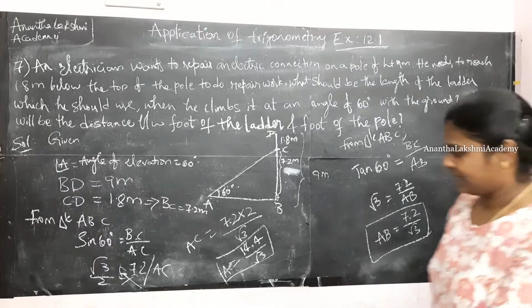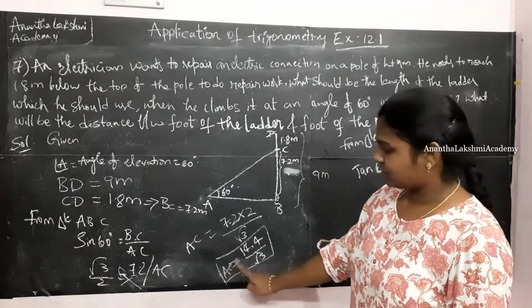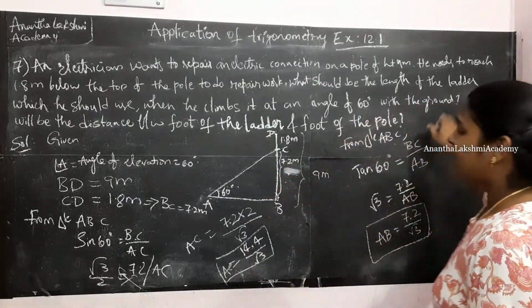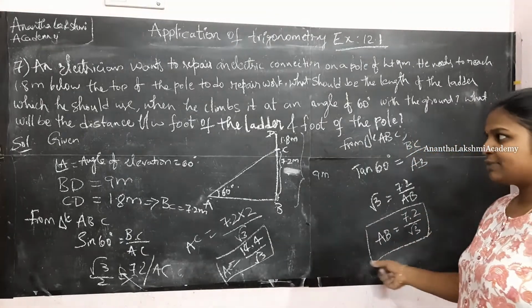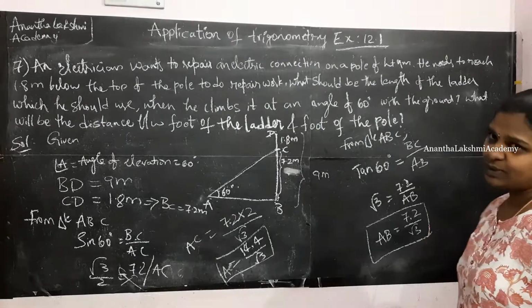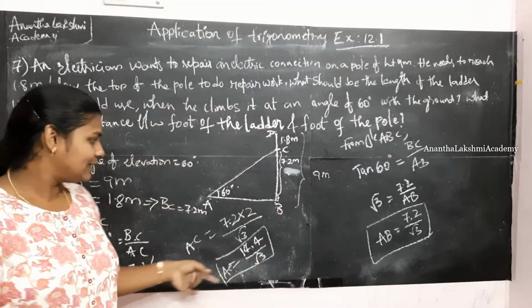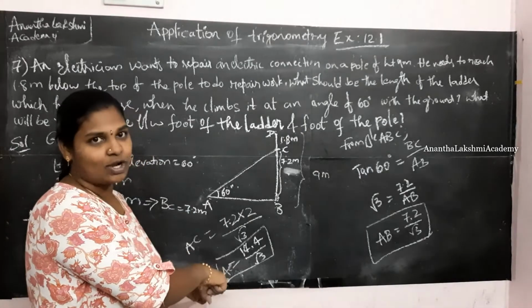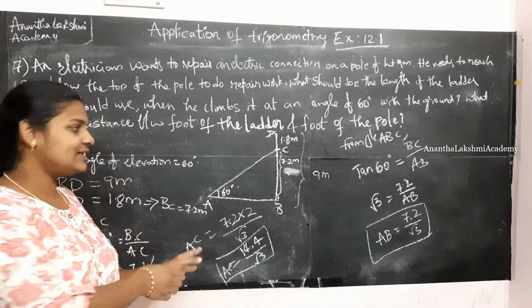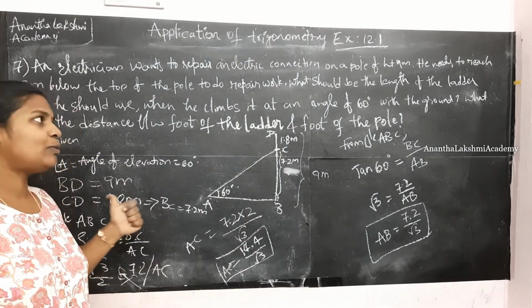Alright. Here I just wrote AC and AB. At the end you have to write, once you figure out AC, the length of the ladder is equal to 14.4 by root 3. AB, the distance between foot of the ladder and foot of the pole, is equal to 7.2 by root 3. It is important to draw the solution into a box so that it grabs the attention. That is the reason I just put boxes onto the solutions. Alright, that is about problem number 7.